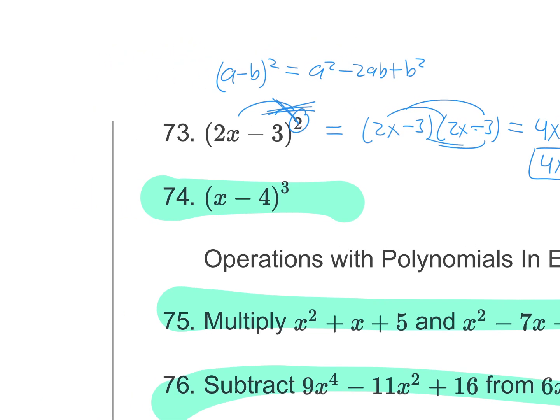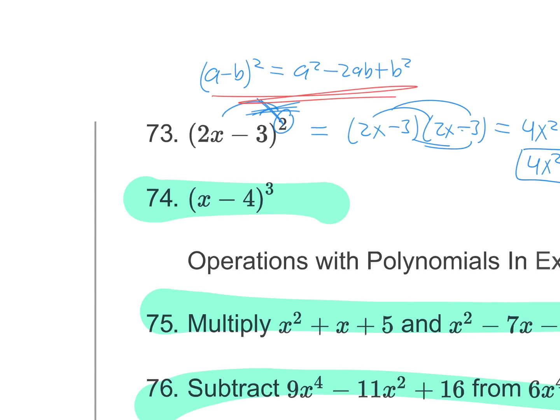If you chose to do the special product, it might have saved you a little bit of time, especially for something like 74. I'll let you guys do that one on your own, just for the sake of time. But knowing a special product can make some of these problems a lot simpler.